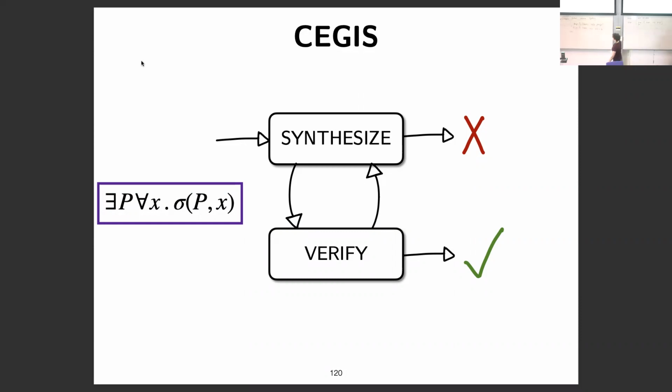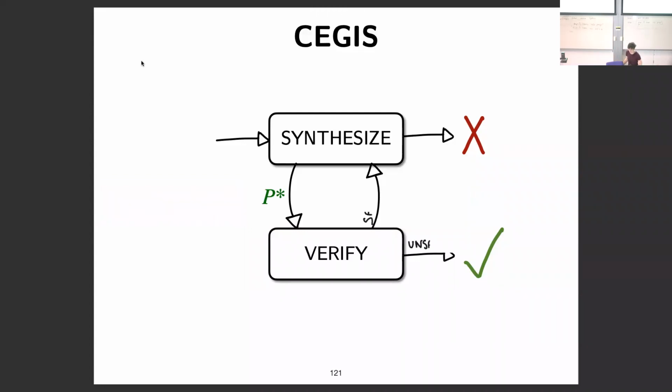So in essence, CEGIS has a synthesizer, which is a guesser, and a verifier, which is probably an SMT solver. Your synthesizer makes guesses about appropriate programs. Your verifier says yes or no, that is correct or it's not correct. If it's not correct, it should give you some kind of feedback so the synthesizer can make a better guess.